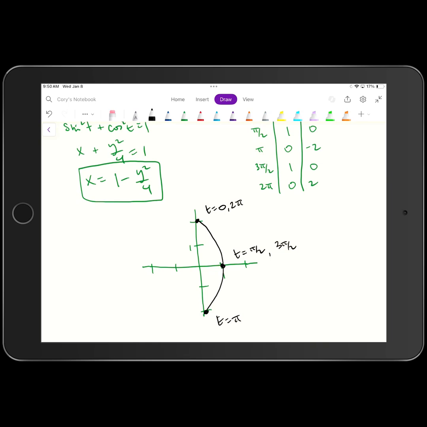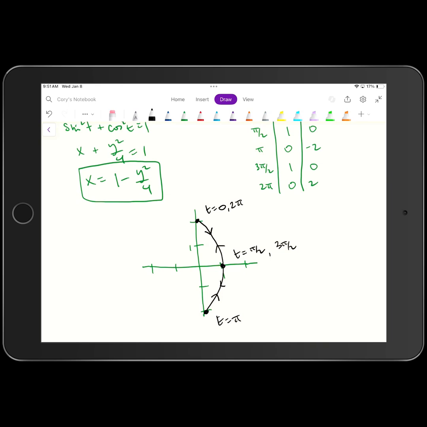And then we want to draw arrows indicating direction of motion. So we're going to start out moving down and to the right. We're going to pass through that x-intercept, and then the graph is going to continue moving down to the left. We're going to hit that point 0, negative 2 at t is equal to pi, and then our graph is going to bounce back and work our way up and to the right, passing through that x-intercept and working up and to the left.